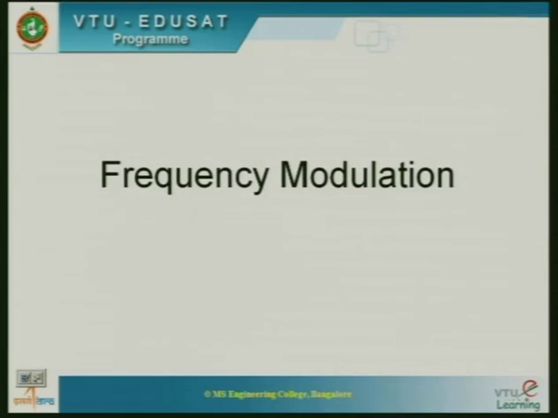Then we also discussed what is the power of an AM signal. Then we discussed what demodulation techniques are available. There are two: one is non-coherent, the other is coherent demodulation technique. And this is how we have summarized the amplitude modulation signal. Now let us go to the next important concept, that is frequency modulation. Let us very quickly understand what frequency modulation is.